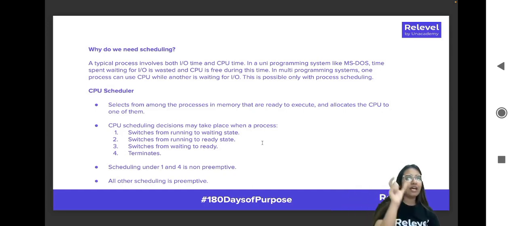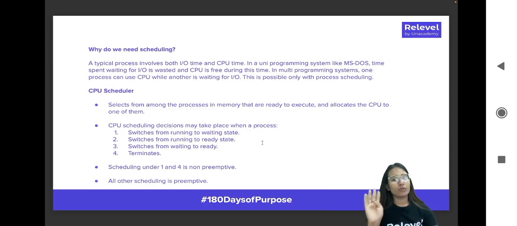Secondly, we wanted to understand when the CPU scheduling decisions basically happen. When a process is in a running state and goes to terminate, or in a running state it goes to the ready state, or in a running state it goes to the waiting state, or it was in a waiting state and it goes to the ready state. In all four of these situations, we basically have to take a CPU scheduling decision as to which is the next process that will execute. Situations 1 and 4 are non-preemptive, whereas situations 2 and 3 are preemptive.